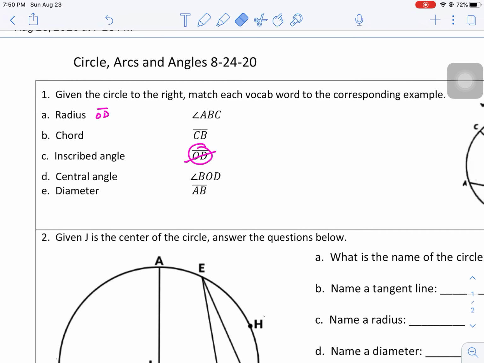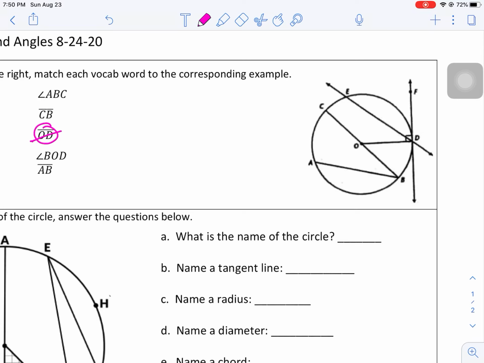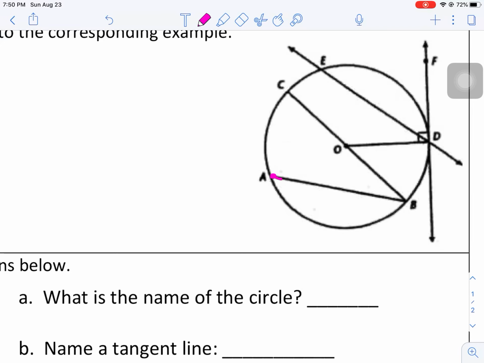So we're going to look for a chord. Now, a chord is a segment inside a circle whose endpoints are on the circle. And right now I see three different ones. AB is a chord. It's a segment with endpoints on the circle. I see CB is one. Okay, it's a segment with endpoints on the circle. And I see ED.